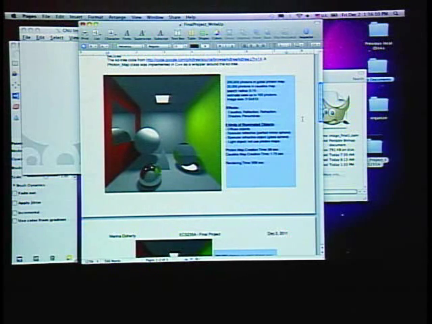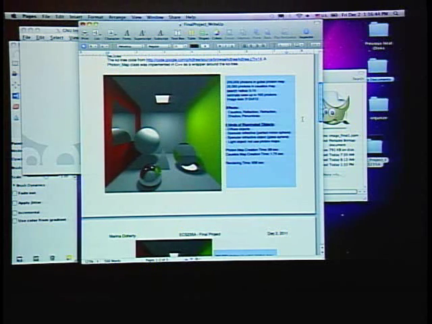I limited my bounces for the global photon map to only 4 bounces instead of using Russian roulette, because the image is of very good quality and the rendering time is very efficient. For this 512 by 512 picture, it only takes a few minutes to render.